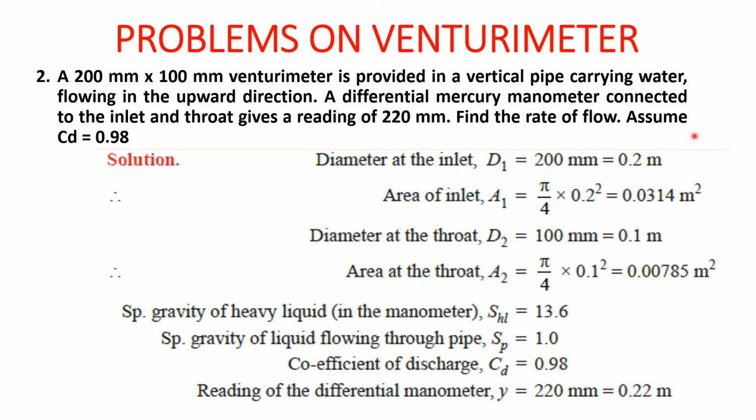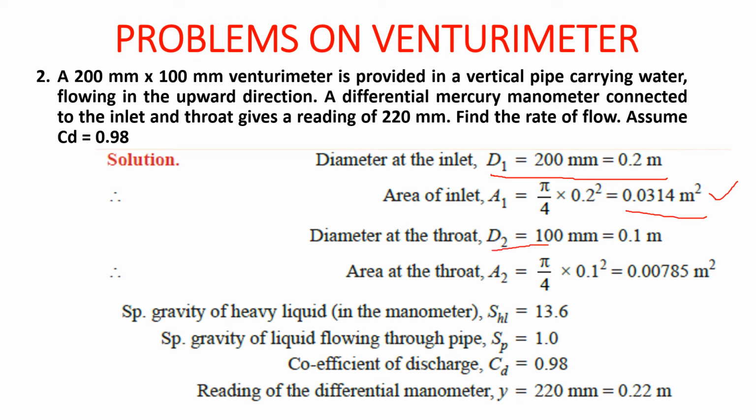Let's go for the solution again. So diameter at inlet. So just we will take the help of certain color and we will show diameter at inlet. So here you will get D1 equal to 200 mm, that is 0.2 meters. So area at inlet, area is calculated as A1 equal to pi by 4 into D1 square. So pi by 4 into 0.2 square. So we get this value as 0.0314 meter square. That is the area at inlet.